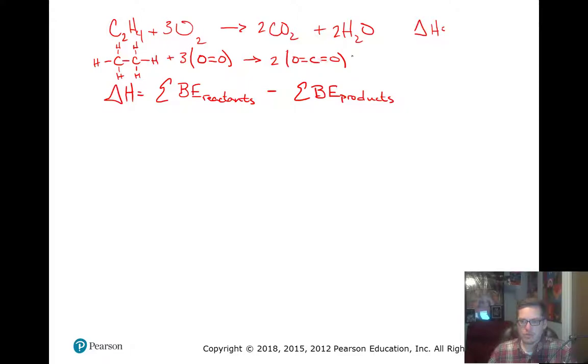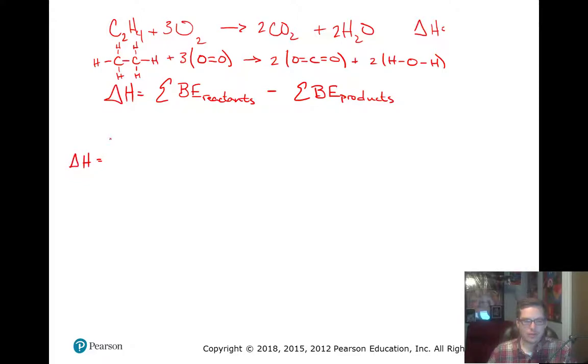And remember, if you don't remember what these are, you know how to draw these structures now. It's just Lewis dot structures, okay? And then 2 waters. So we got H and O and H, right? So those are our bonds. So in order to find our delta H, we need to find all the bond enthalpies of our reactants.